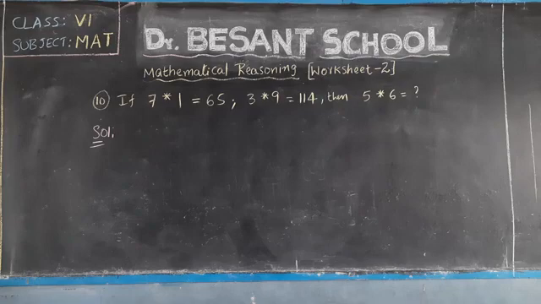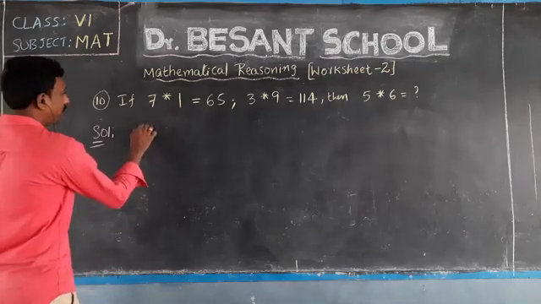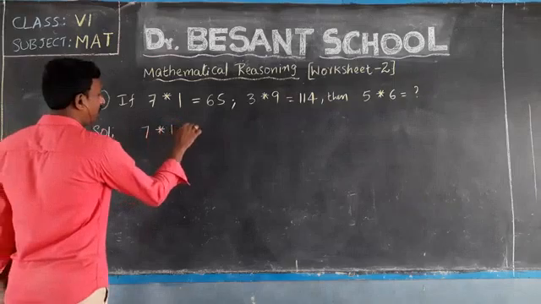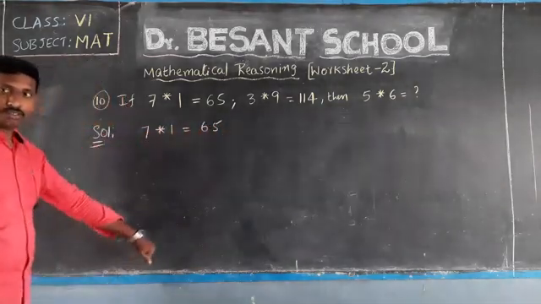7 star 1 equal to 65. If you use plus in the place of the star symbol, 7 plus 1 is 8, not possible. If you use minus, 7 minus 1 is 6, still 65 is not there. And one more you can check, into, 7 into 1 is 7, again not possible. Instead of into you can use divided by, 7 divided by 1 is 7 only, 65 not possible. Then what is the rule going on here? So for this, some different operations have been performed. I am writing down here. 7 star 1 is equal to 65.